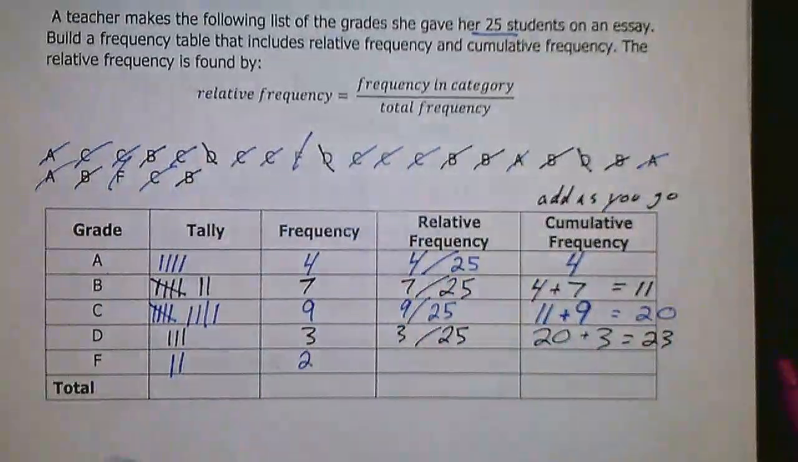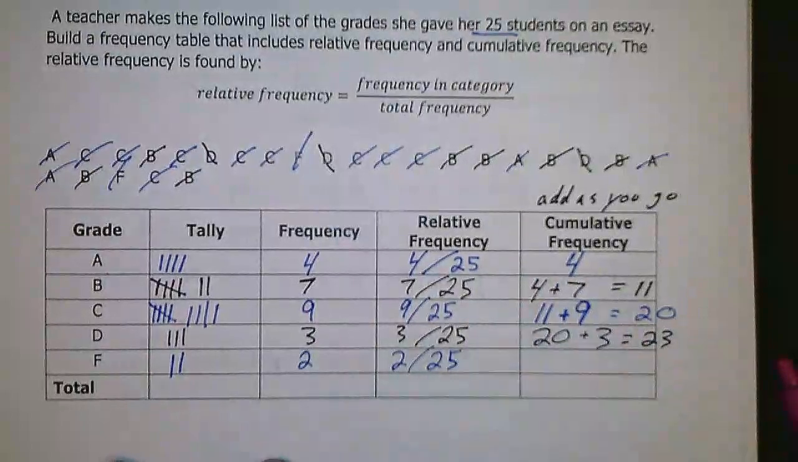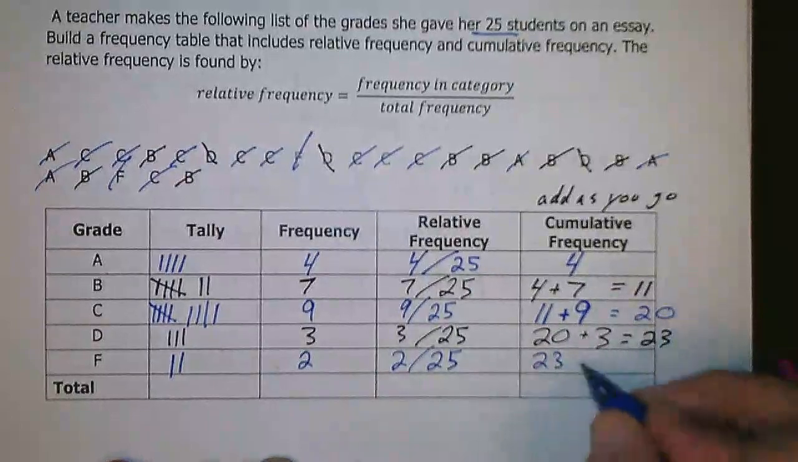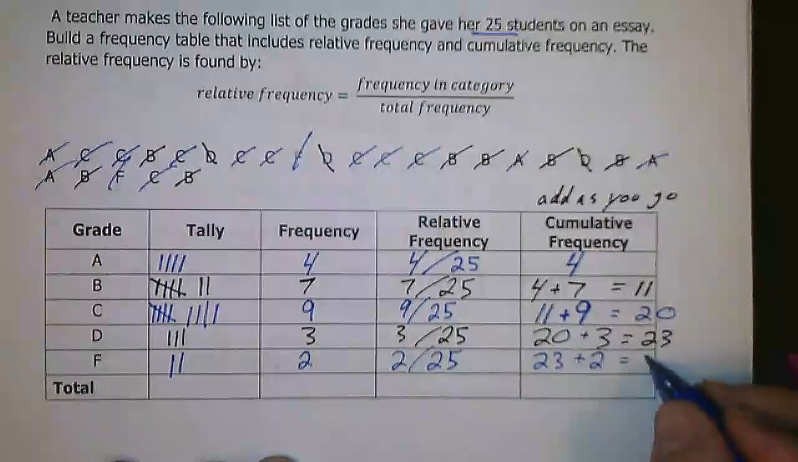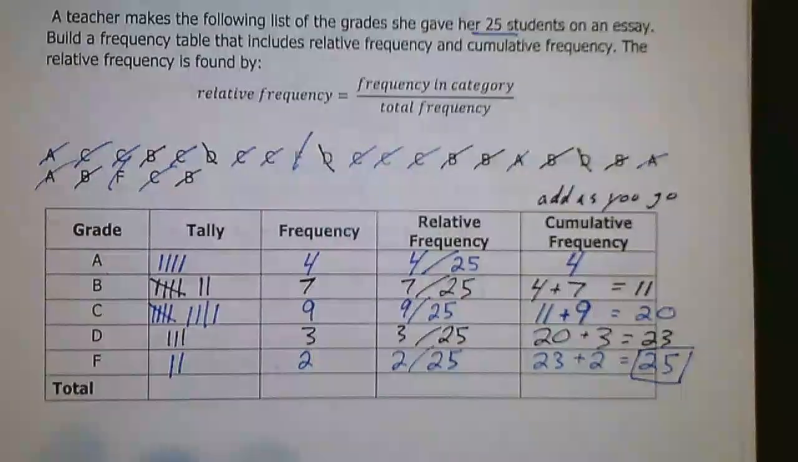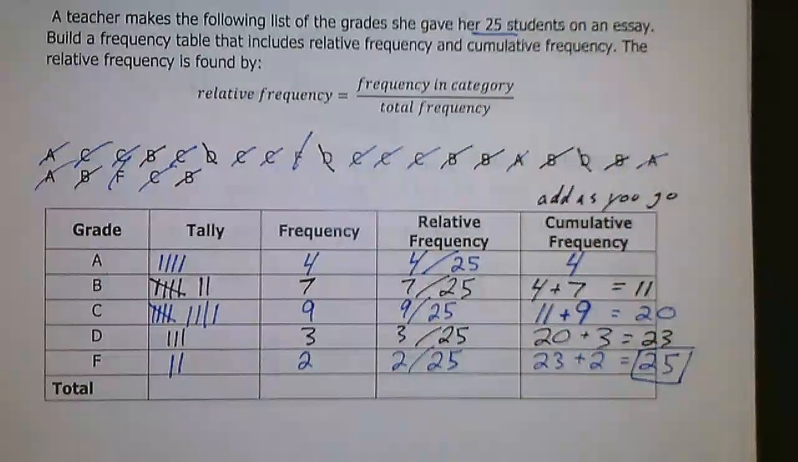There's nothing else left here. So that means 2 out of 25 students made an F. So we have 23 plus 2, which is 25. And that is the number that we needed to see, because this is out of 25 students.